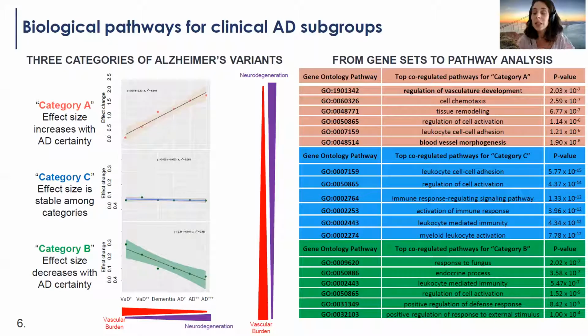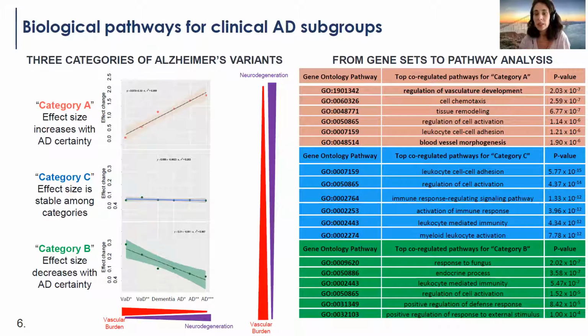Then, as I was mentioning before, our objective was trying to detect if these variants were leading us to different biological pathways related with Alzheimer's disease. And in this table, you can see the different pathways that we found associated with the variants and with the correlatory networks that we extracted for each of the 3 categories.